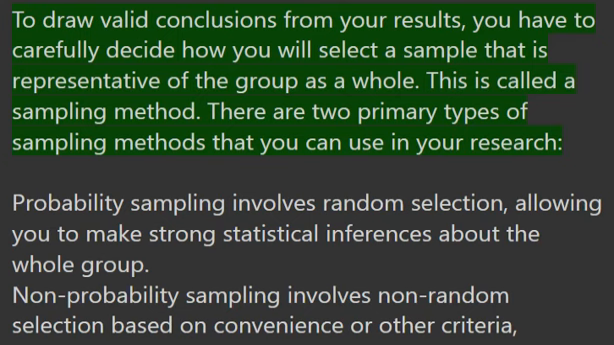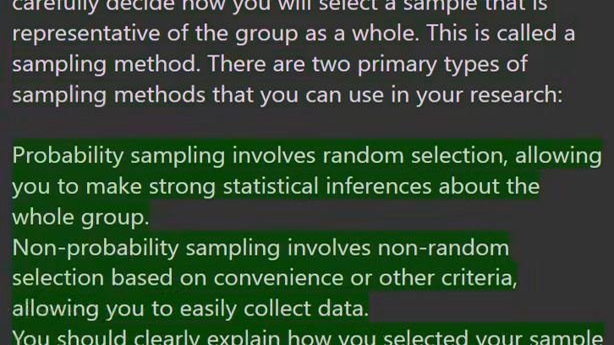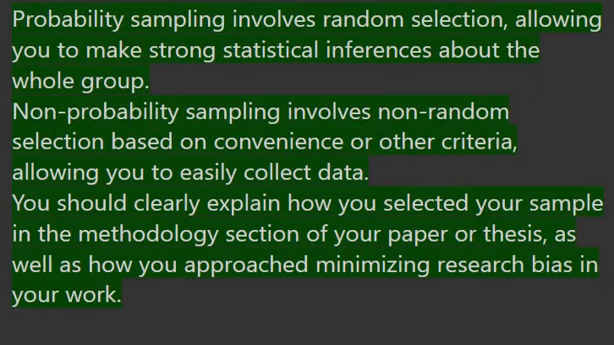There are two primary types of sampling methods that you can use in your research. Probability sampling involves random selection, allowing you to make strong statistical inferences about the whole group. Non-probability sampling involves non-random selection based on convenience or other criteria, allowing you to easily collect data. You should clearly explain how you selected your sample in the methodology section of your paper or thesis, as well as how you approached minimizing research bias in your work.